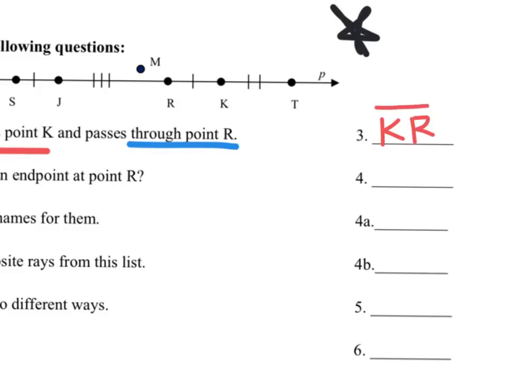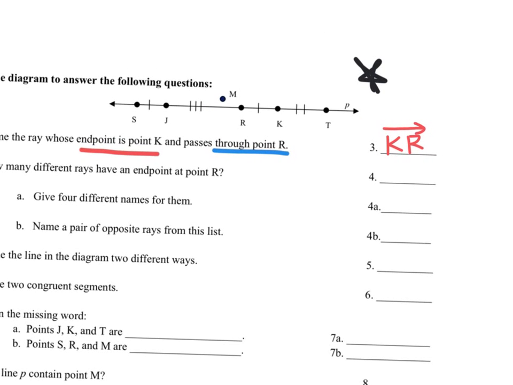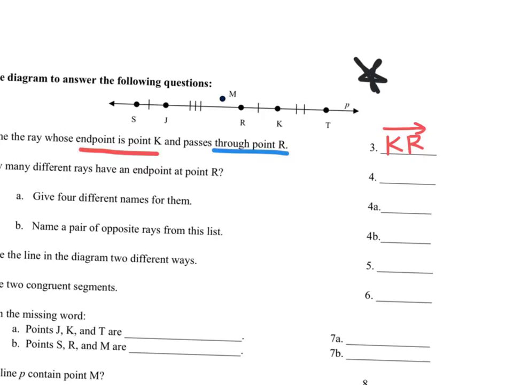Now, the symbol above a ray is an arrow going in one direction, and the direction it goes in matters. There's no arrow over K because that's where the ray starts, and there's an arrow over R because that's where the ray goes through. On the diagram, it would be talking about the ray that starts at K and goes forever through R. Alright, so that's what it's talking about. I'm going to erase that so we can use this diagram again.